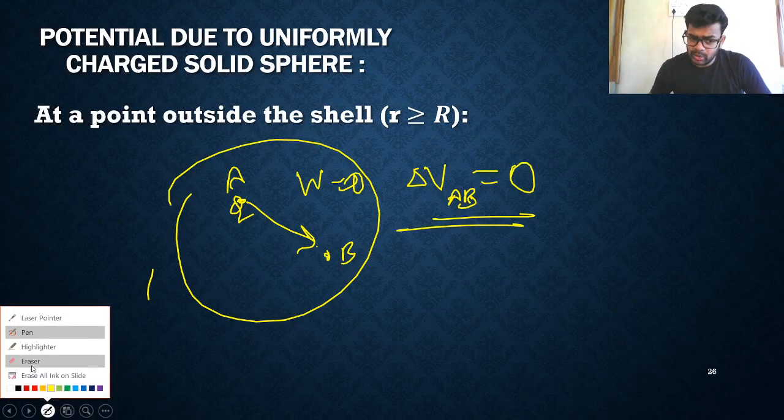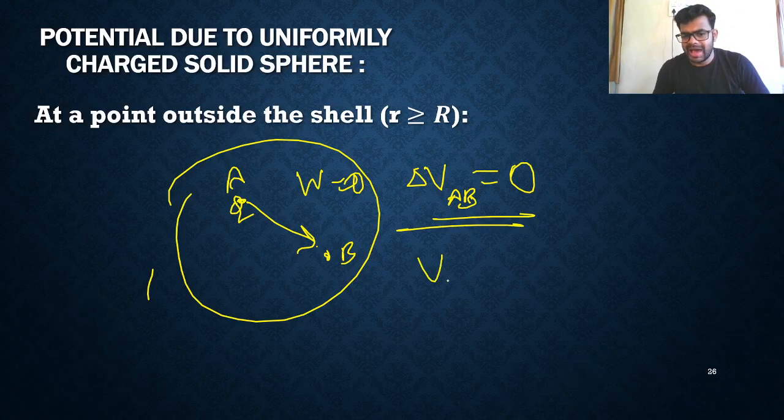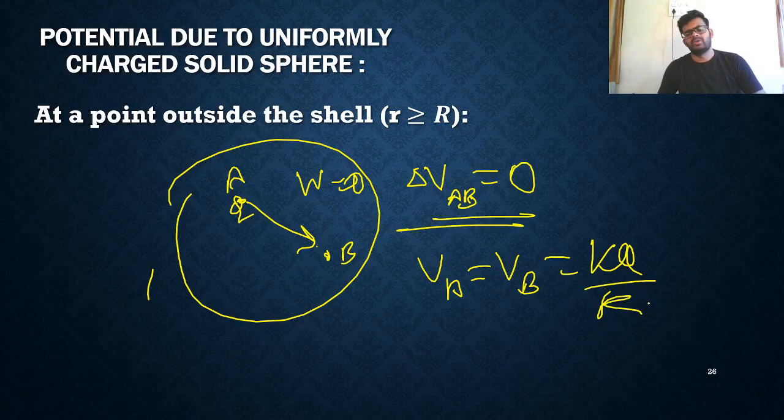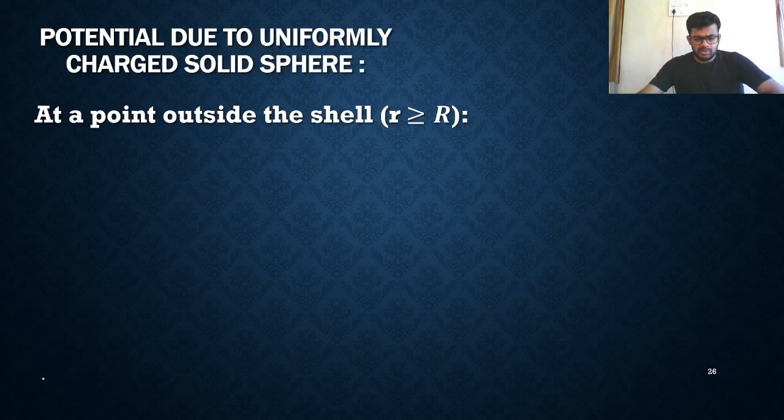Change in potential is zero, but point A and point B will have the same potential. That is KQ divided by R. Okay, I hope you got it. Let's move on. This is the last topic for today's class.